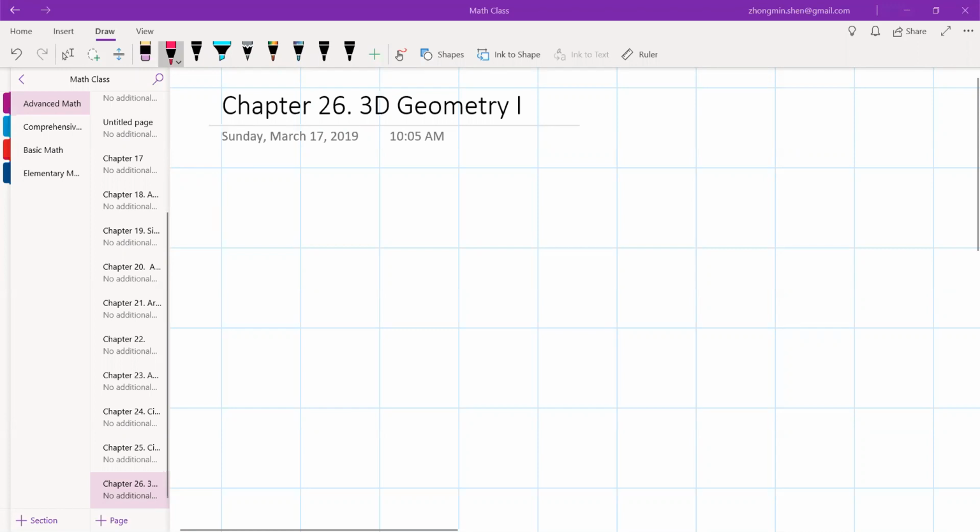The first lesson will focus on cubes and rectangular boxes, and in the second lesson we'll study spheres, cylinders, and cones. 3D geometry is required material. I'm not sure you're going to study it in school, but it is required by many countries.